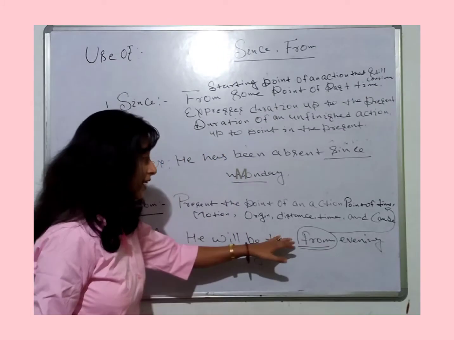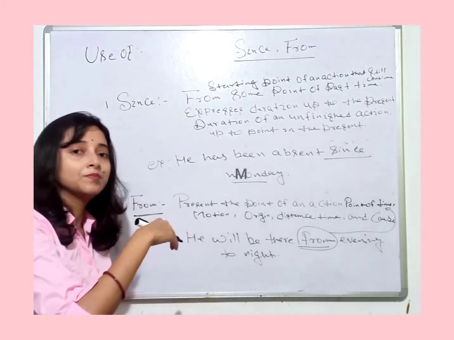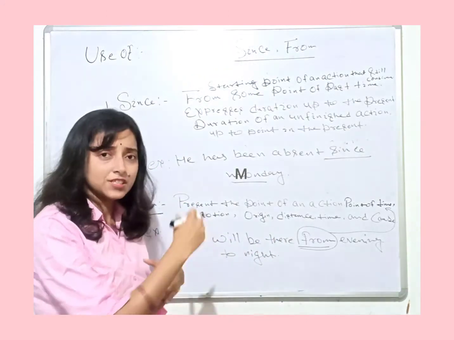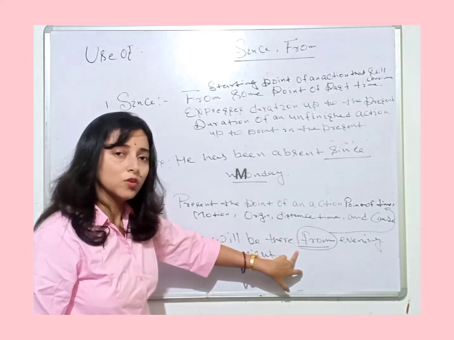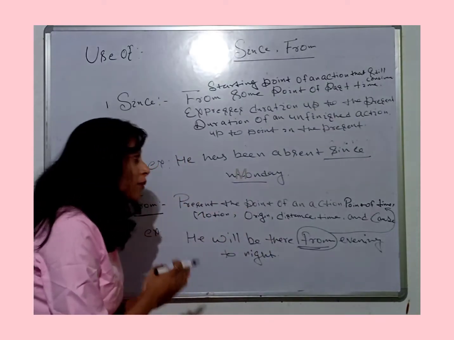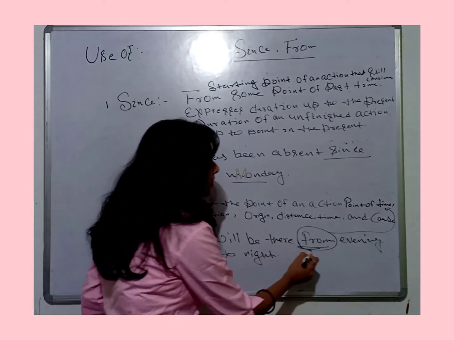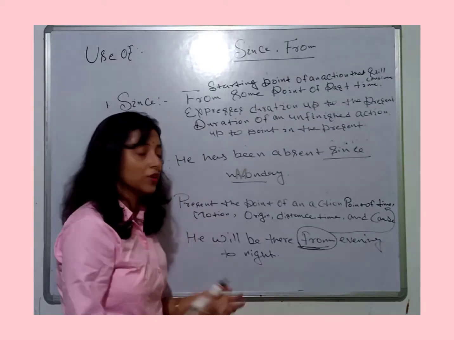Here we don't see any indication of an action which is unfinished. What does it indicate here? It indicates the point of time. Here from suggests the point of time. Therefore we use from here. Let's see more examples.